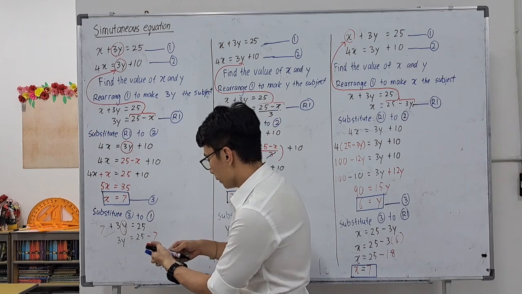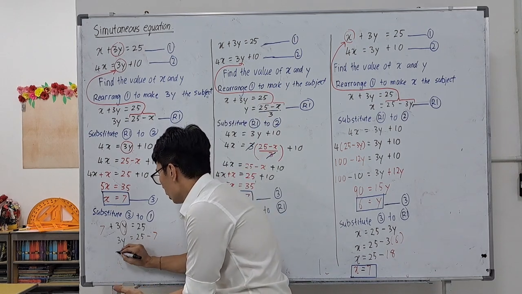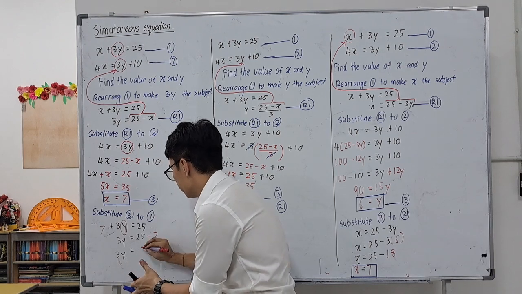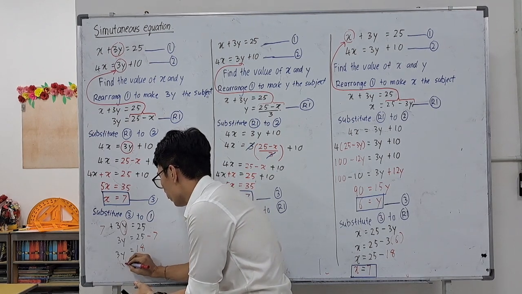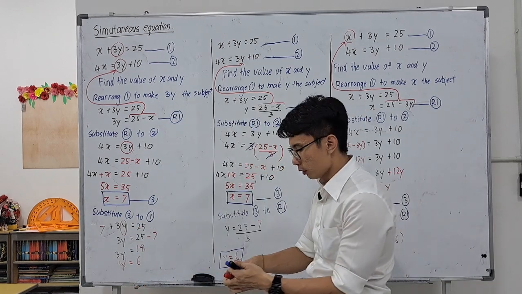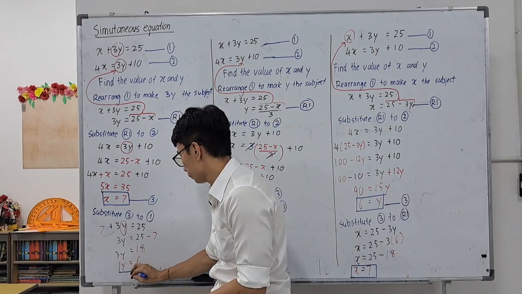So over here, 3y is going to give me 18. And true enough, when you divide them, you will get 6 now. Alright, that's your final answer.